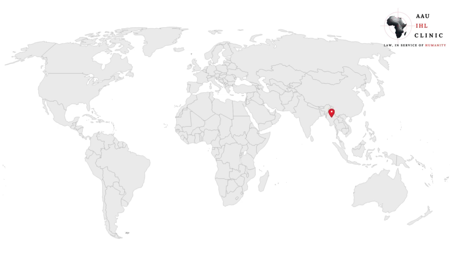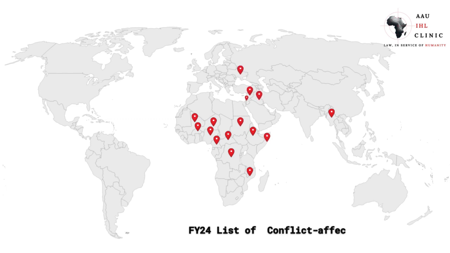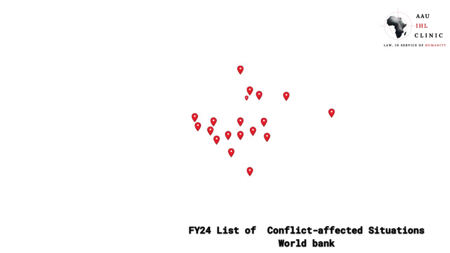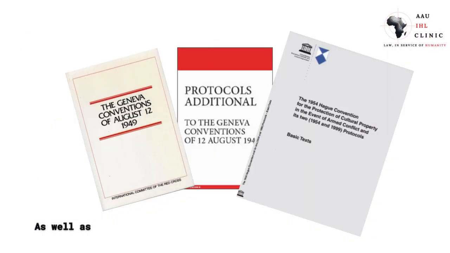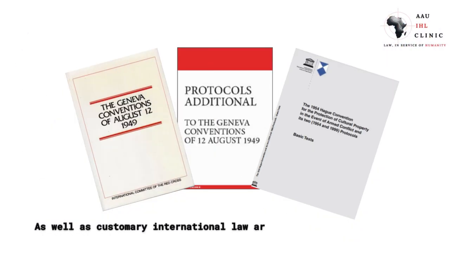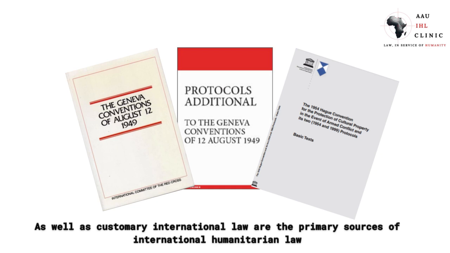The main objective of international humanitarian law is to establish minimum standards of restraint that apply in all situations of armed conflict. The Geneva Conventions and their additional protocols, the Hague Convention, and various other treaties, as well as customary international law, are the primary sources of IHL.